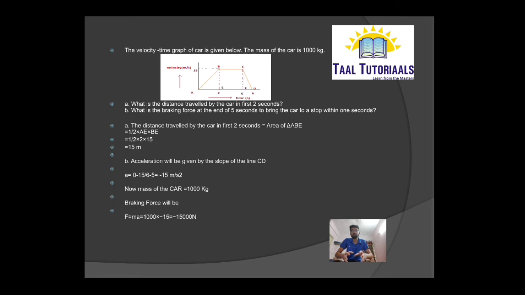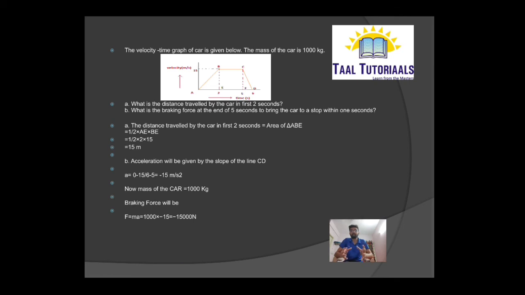From the slope of line CD, we see a is equal to 0 minus 15, that is V minus U, by 6 minus 5. We are finding a slope. The slope formula is S2 minus S1 by T2 minus T1, or here in this graph, V2 minus V1 by T2 minus T1. We took 2 points of V, that is 0 minus 15, and 2 points of T, that is 6 minus 5, and we get the answer as minus 15 meter per second.